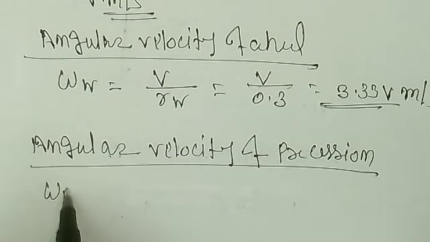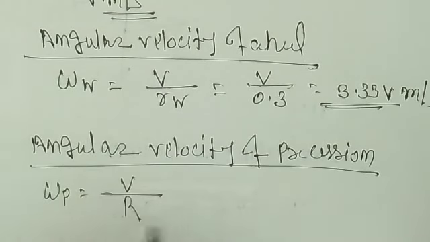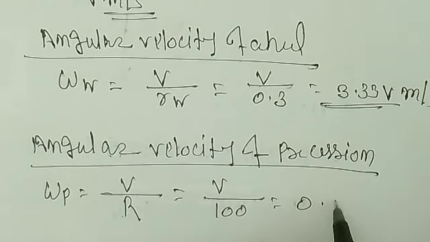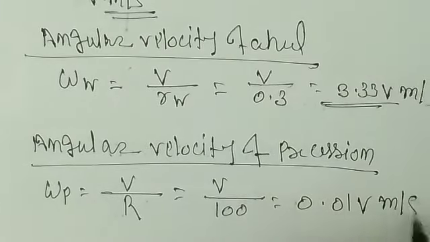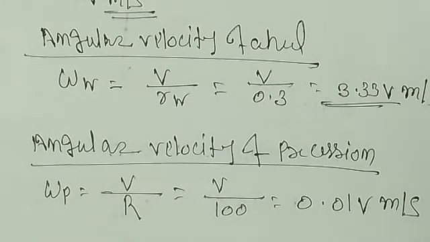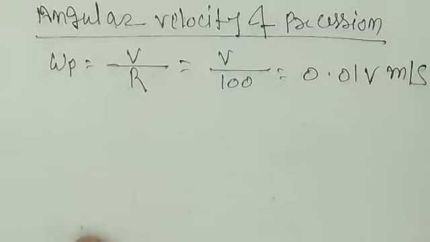That is omega P is equal to V by R, right? So V is V only, R is 100 meter is given, which is 0.01 V. This is also in meter per second. Now we have to find out the gyroscopic couple due to the four wheels.